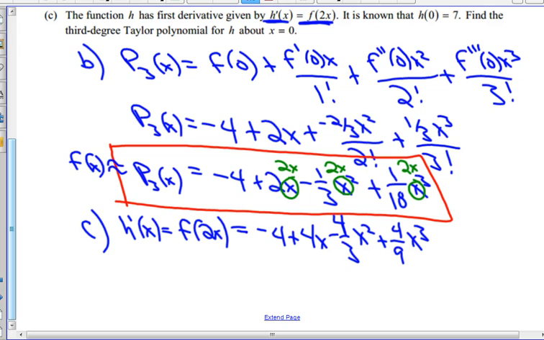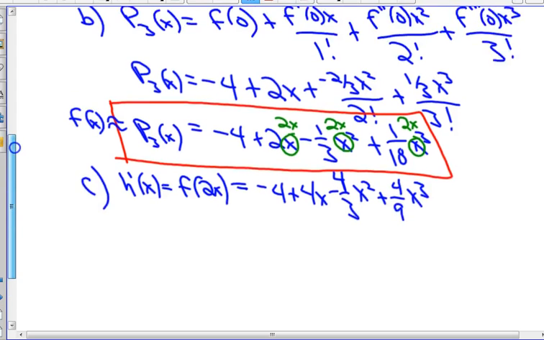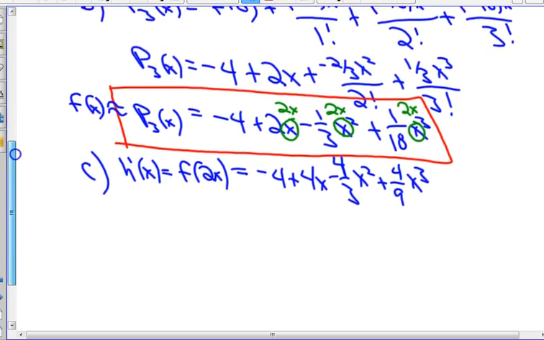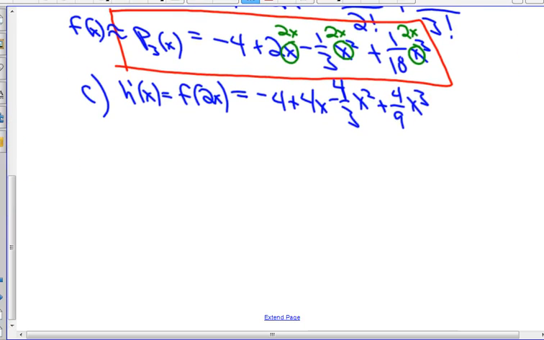All right. It is known that h of 0 is 7. Can you find the third degree Taylor polynomial for h? Well, guys, this is h prime. How do we get h? Take the integral. Oops, I was going to try to keep the question. We'll come back and get the question. What's h of x? It's the integral.